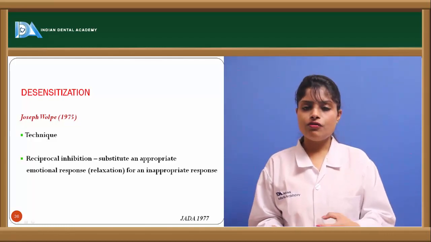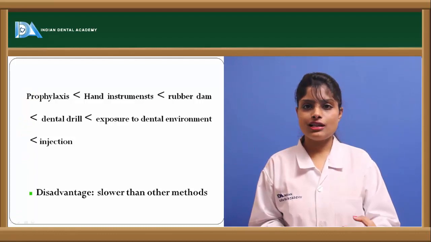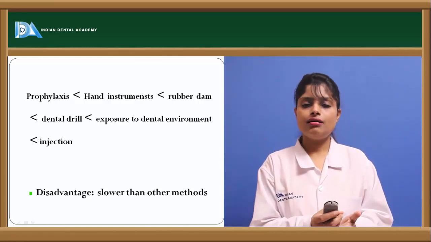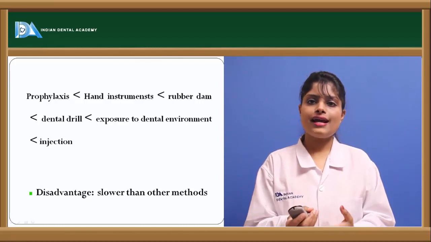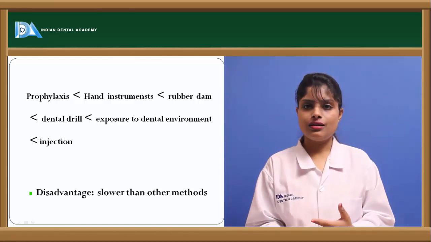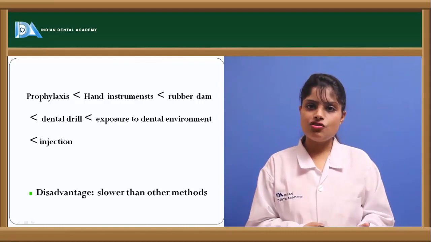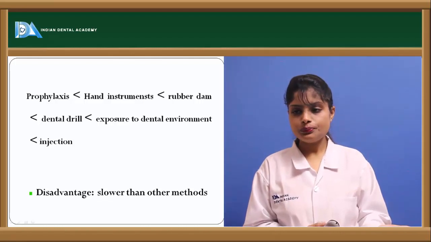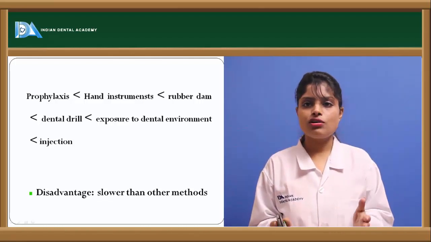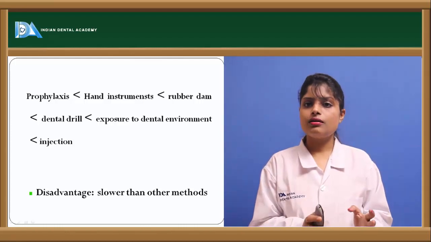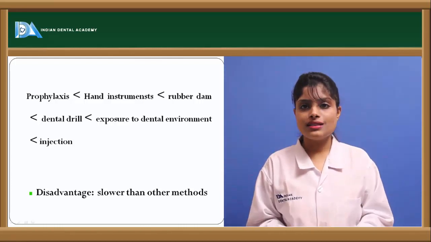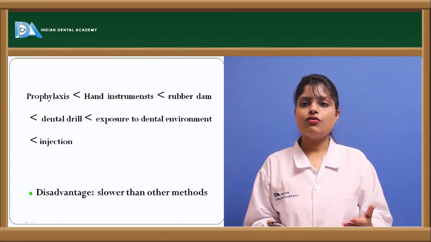For example, first, the child can be exposed to oral prophylaxis or scaling. Next, slowly, hand instruments such as a scaler, the sharper probe or the explorer can be shown to the child. Later on, rubber dam and dental drill can be used on the child, and finally the injection can be given. So this is the successive approximation of the hierarchy of fearful stimuli to the child in order to obtain proper acceptable behavior from the child.